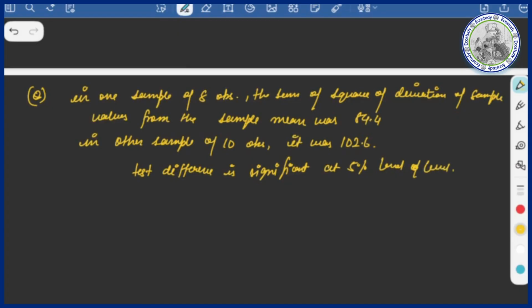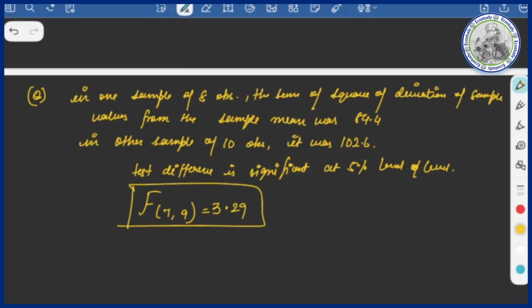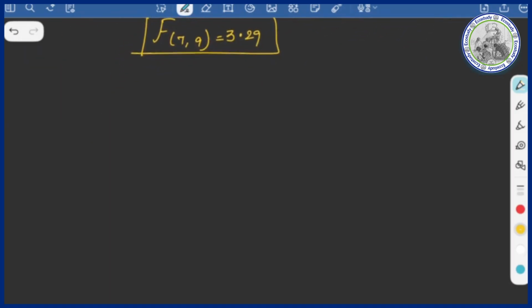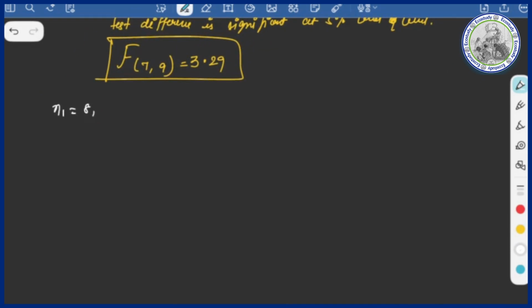It is given that the F critical value at 7 and 9 degrees of freedom at this 5% level of significance is 3.29. Since it is given in the question, in examination it is given in the question. So n1 is 8, n2 is 10. Sigma x minus x bar squared is 84.4, and sigma y minus y bar squared is 12.6, given in the question.